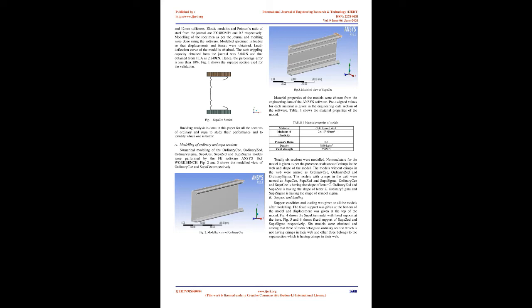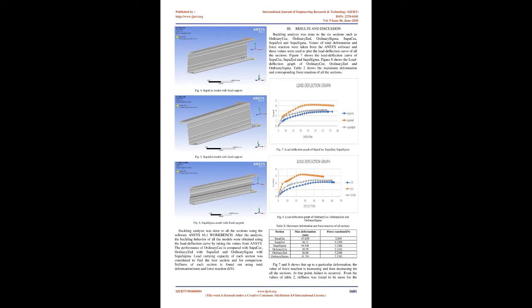Fig 1 shows the Supa section used for the validation. Fig. 3: Modeled view of Supa C. Material properties of the models were chosen from the engineering data of the ANSYS software. Pre-assigned values for each material are given in the engineering data section of the software. Table 1 shows the material properties of the model. Fig 1: Supa C section.